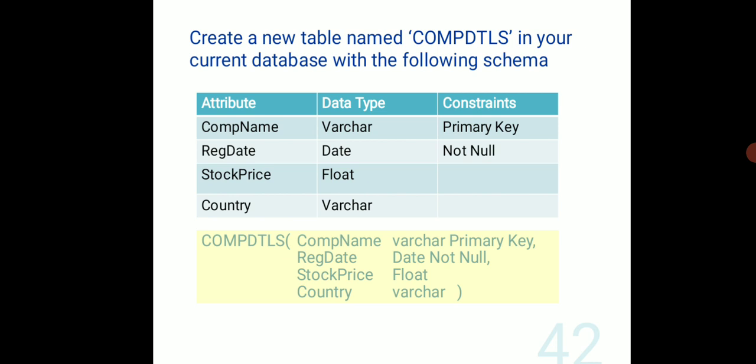Okay, create a new table named COMP, company details, in your current database with the following schema. So these are the attributes they have created. Lots of attributes are there: company name, register date, stock price and country, and the corresponding data types are there. They are giving the constraints. Company name is the primary key. Register date should be not null. We should give the value, right?